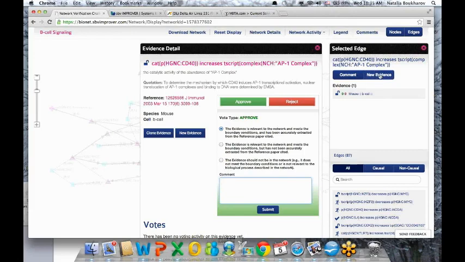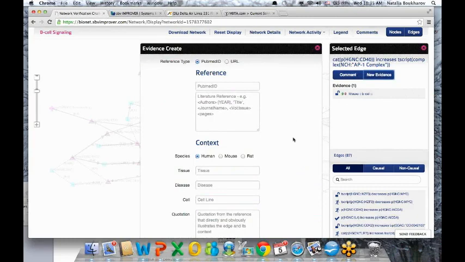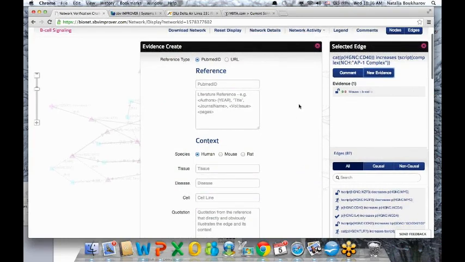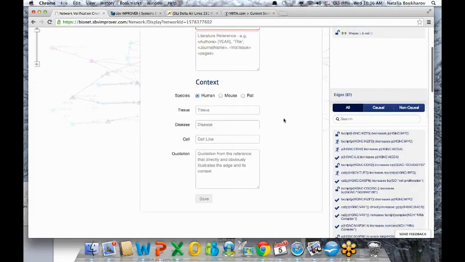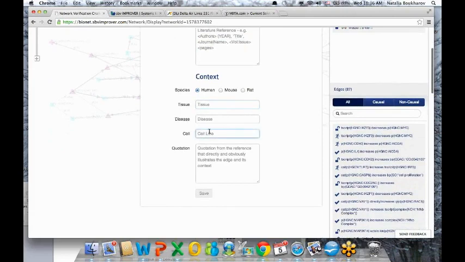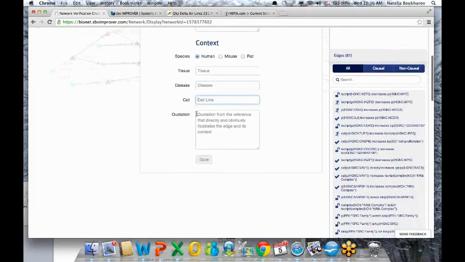In addition, we can add new evidence. This particular edge only has one evidence. It would be nice to have additional evidence. So then you click on the new evidence, and it gives you a window on the left where it's also self-explanatory. You would add the PubMed ID for the paper. You would record the species where this experiment was done, and then it's either tissue or cell line, whatever was used. And then you include a quotation that will support this particular edge that you are trying to vote on.